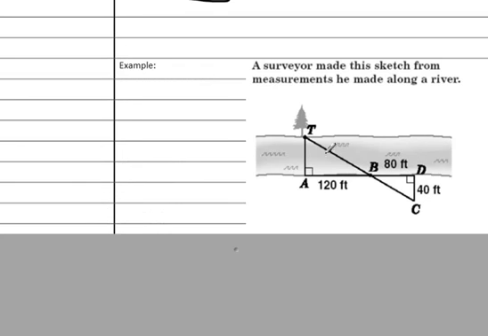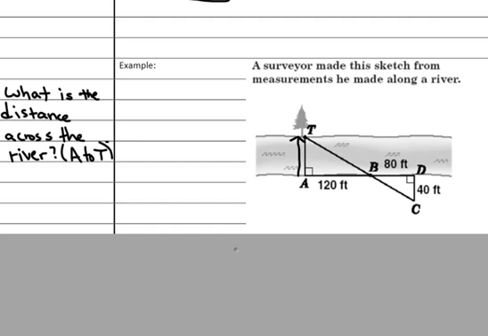Okay, the next example, if you just want to draw the triangles, you don't have to draw all this background and write down this information. A surveyor made this sketch from measurements he made along a river. So this is the river back here, encompassing A to T. So let's go ahead and answer the question, what is the distance across the river? So from A to T.